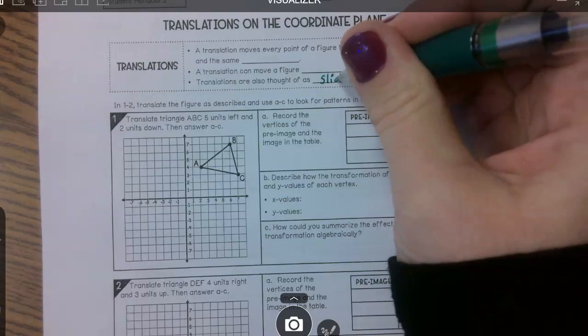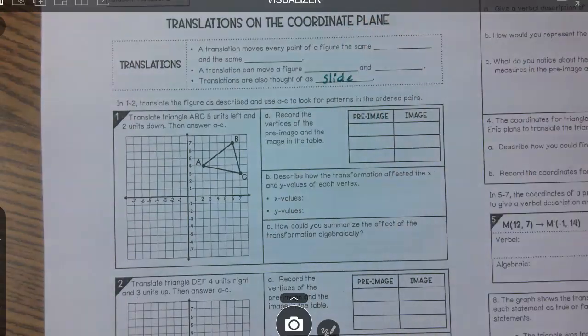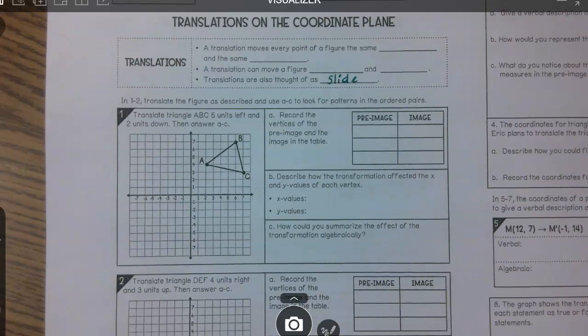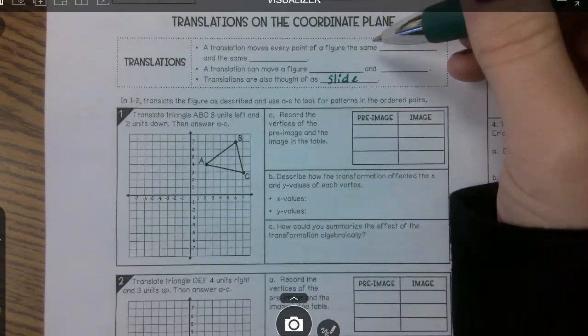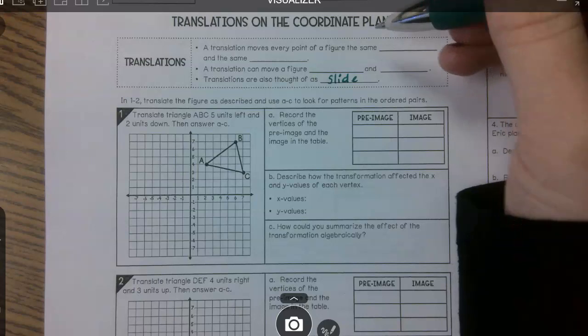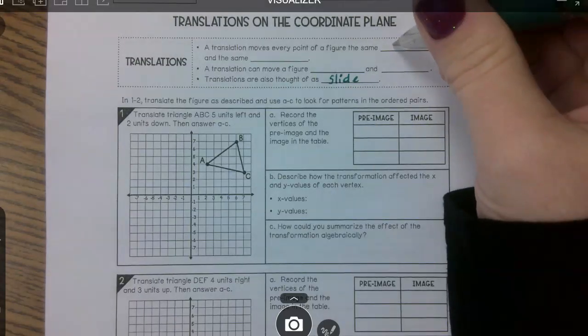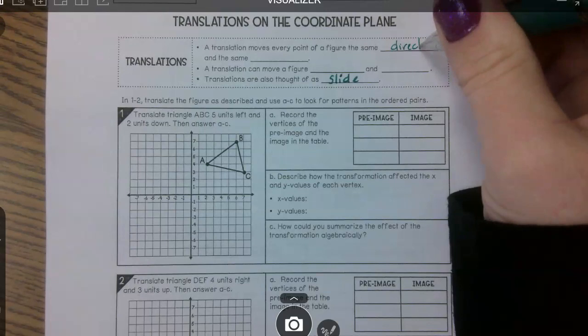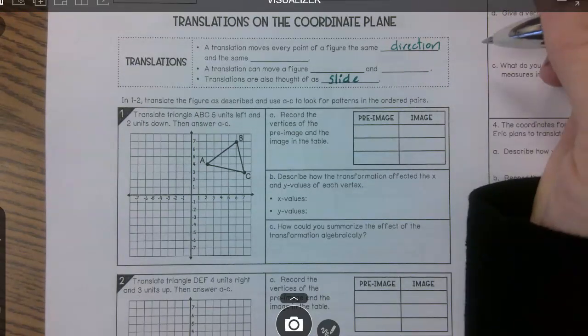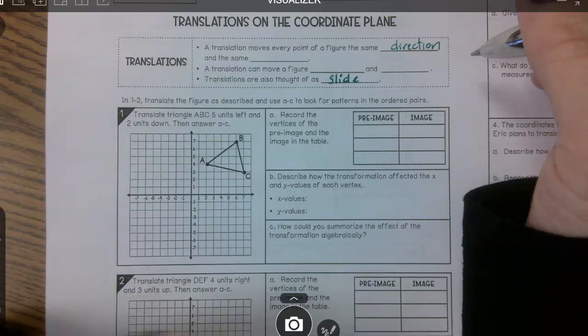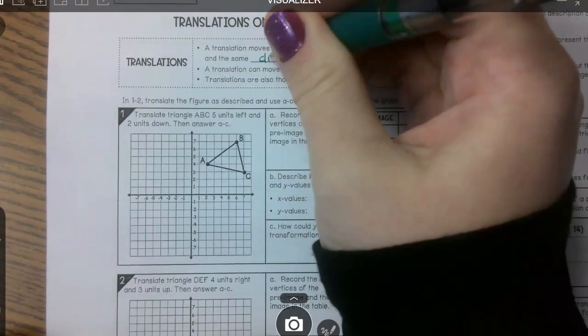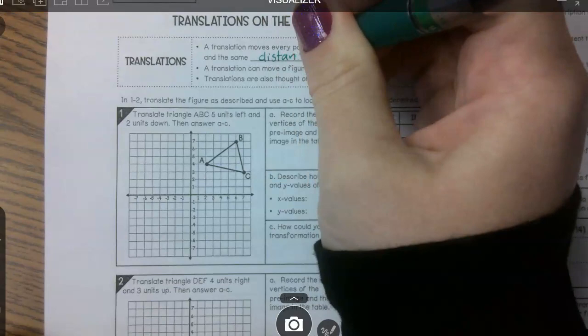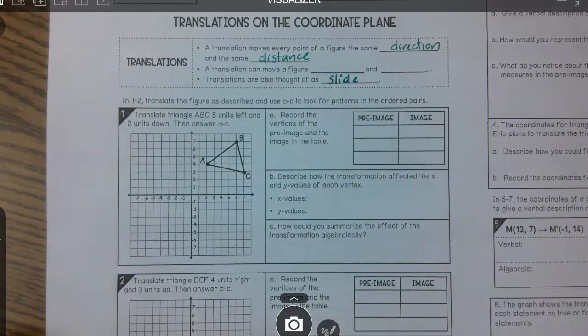Kind of like if you ask your mom to pass the salt. She's going to slide it over to you. Now, a translation moves every point of the figure the same direction. So when we slide it, we're going to move all of the points of the figure in the same direction and the same distance. When we do this, it's going to make sure that the resulting image is congruent, meaning it's going to be the same as the pre-image.